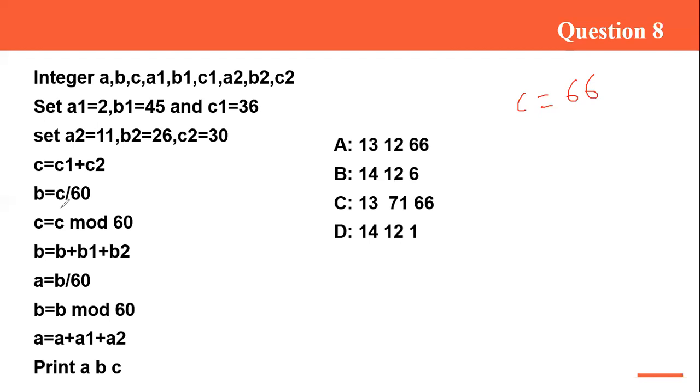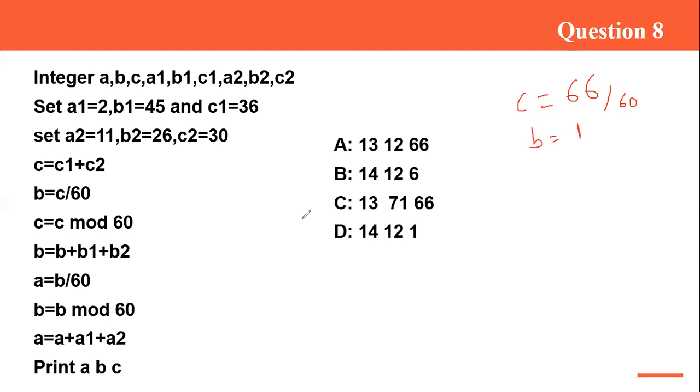Then we have B equals C by 60. B is equal to 66 by 60. What is 66 by 60? Slash means quotient or remainder, boys and girls? If I use slash between two numbers, will it give quotient or remainder? I hope you know that it gives quotient, right? So quotient means what? 60 times 1 is 60, so I'll get B as 1. I hope I am clear.